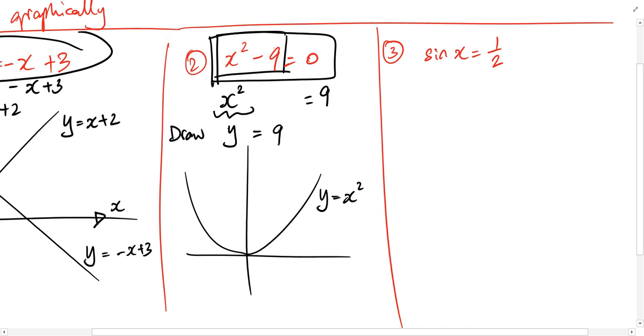Draw this graph over here. This is y equals to 9. And the two intersection points will be the solution. What would they be? Left one, what is it? Negative 3. Right side? 3. How many solutions? 2. That's it.